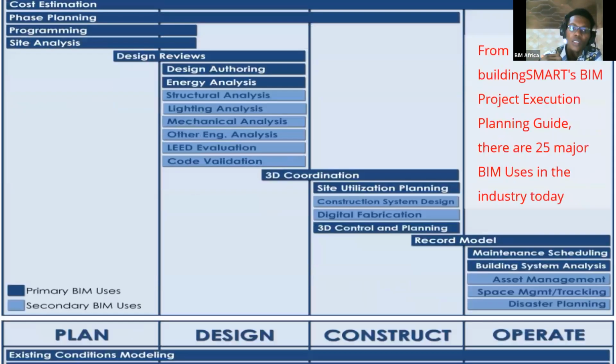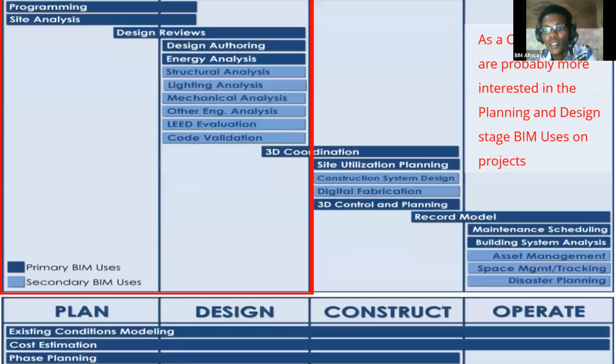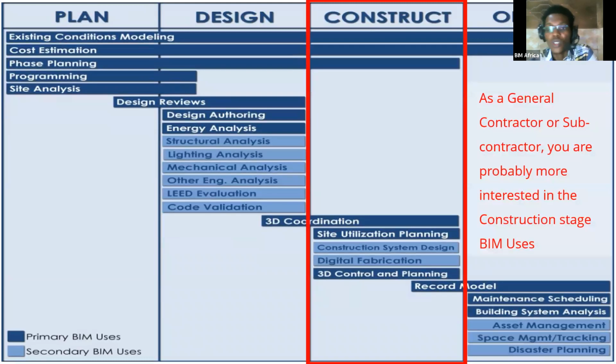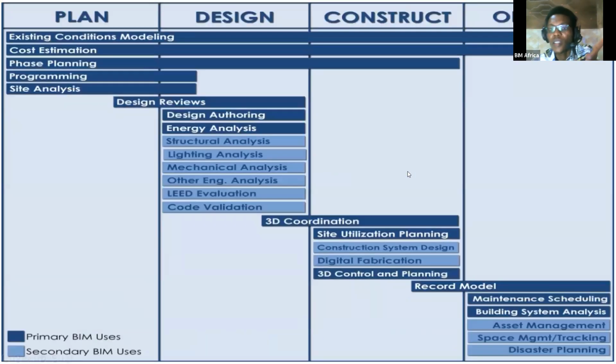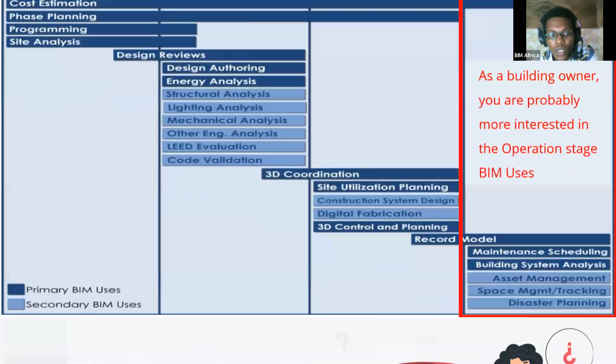For example, as a consultant on a project, you're probably more concerned with the uses that are found during the plan and design stage. That's where, as a design consultant, you probably focus more of your energy. And then as a general contractor or subcontractor, probably more focus on the construction stage BIM uses. And as a building owner, as a client, you probably want to focus on the operation stage BIM uses. So there are so many reasons why you might want to implement BIM on a project, right?